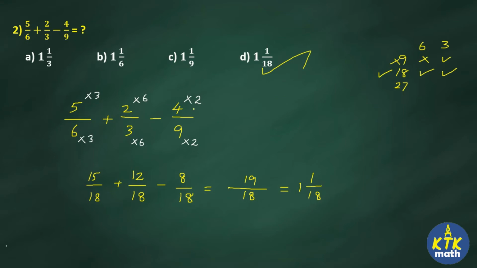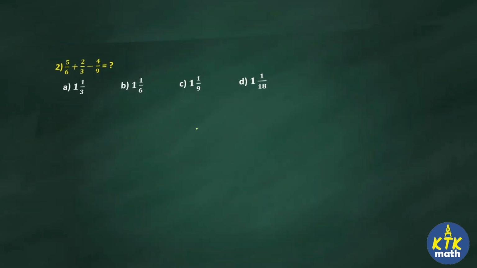So using the LCM method you can solve this directly. No need to do addition separately and then subtraction separately. Clear? We'll go to the third question now.